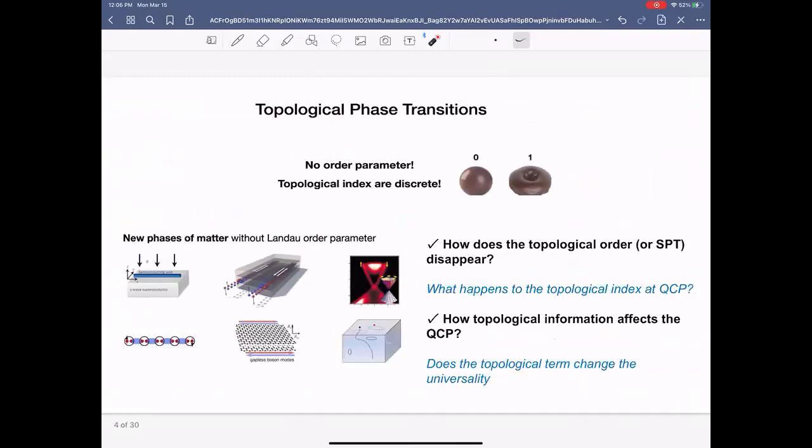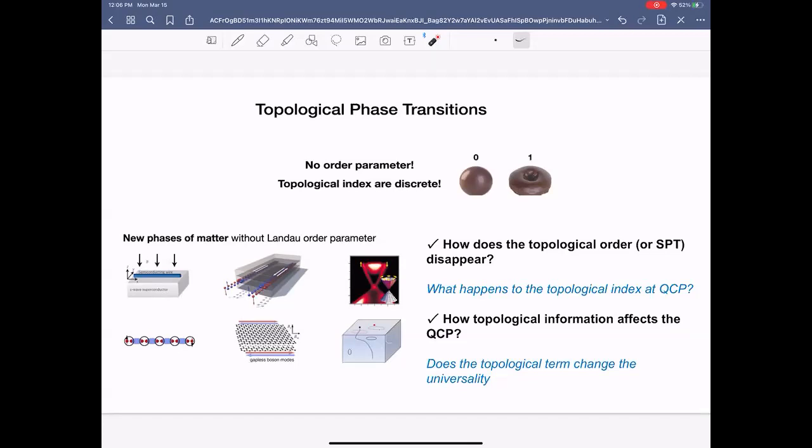To begin with, let's first have an overview of some common topological phase transitions in 1D quantum spin chains. A topological phase transition is different from the usual Ginzburg-Landau theory in the sense that it cannot be written in terms of a fluctuating local order parameter. A local order parameter can change continuously when you approach the quantum critical point.